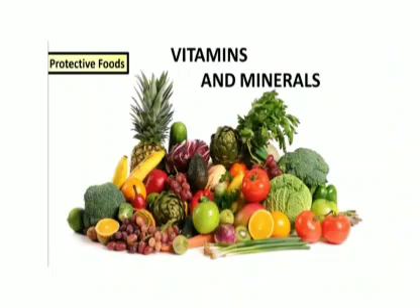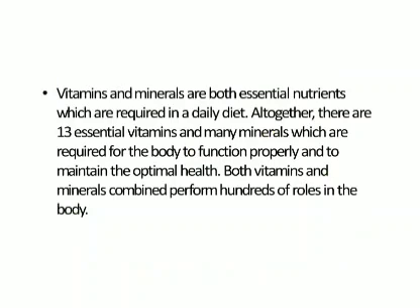Next, we are going to discuss vitamins and minerals. They are called protective nutrients because they boost our immune system and protect us from diseases. Vitamins and minerals are both essential nutrients which are required in a daily diet. Altogether, there are 13 essential vitamins and many minerals which are required for the body to function properly and to maintain optimal health. Both vitamins and minerals combined perform hundreds of roles in the body.